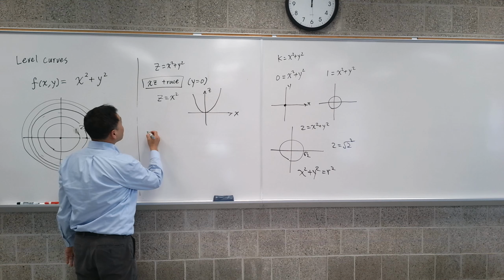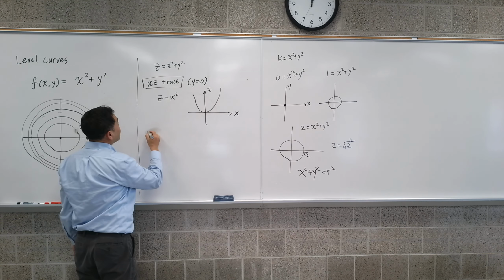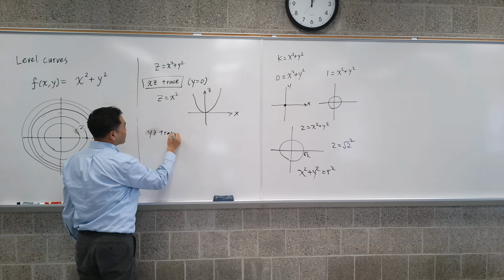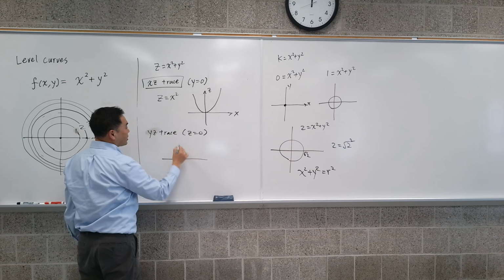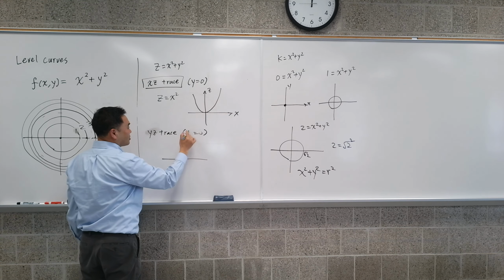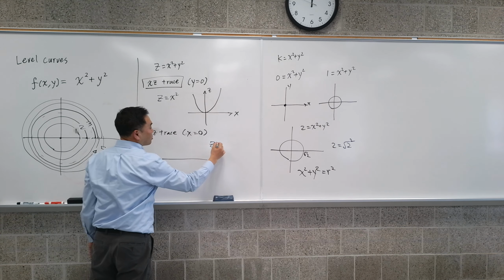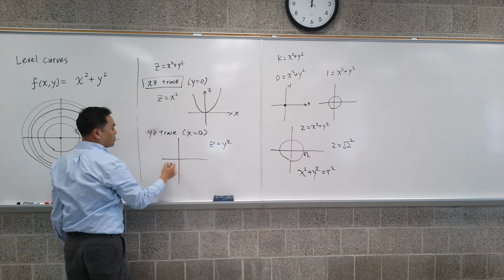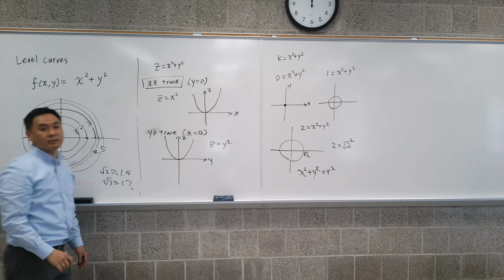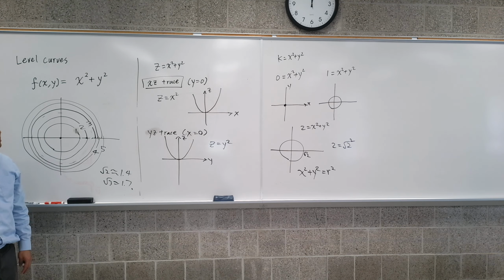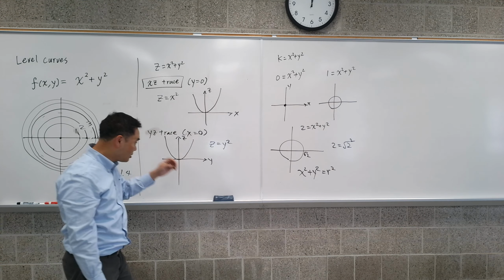And if you also do the yz trace, that means you're setting x equal to 0. Then you set x is 0 and you get z equals y squared, right? So here is y, here is z, and it looks like that. Same thing. It's the same exact graph. Both are x squared, y squared, same thing.